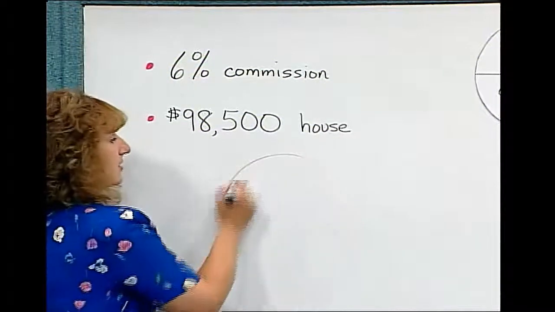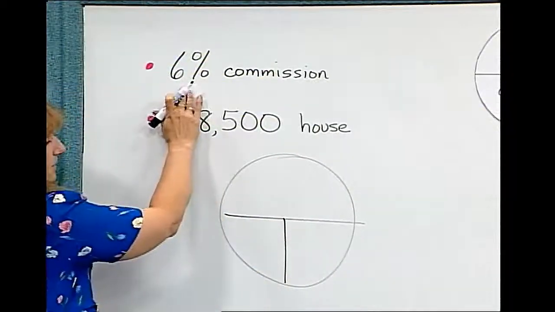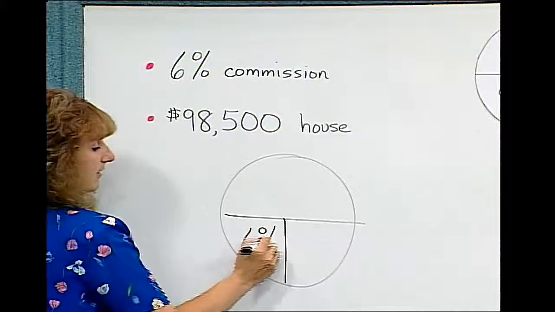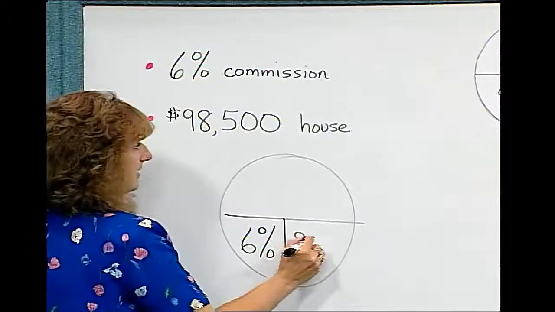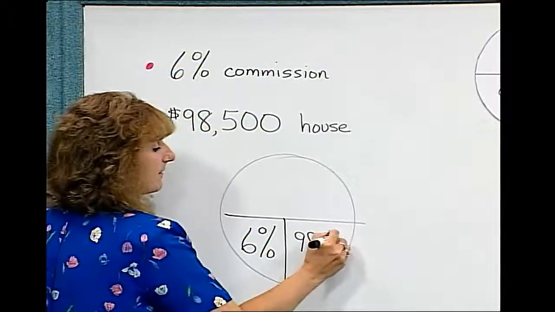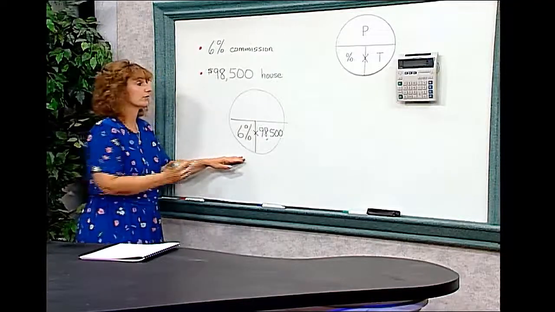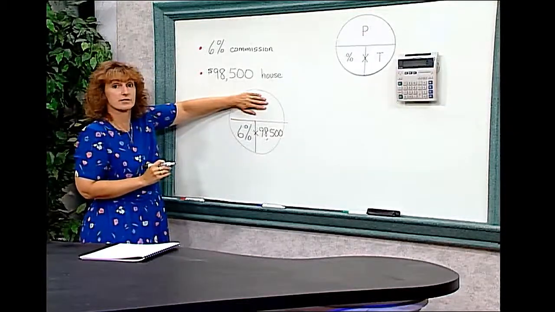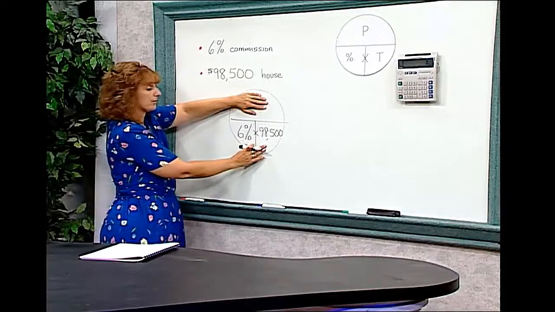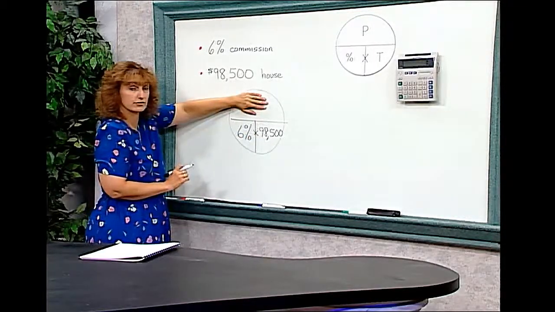Looking at our percent circle, we have 6%. Our house is the total amount, $98,500. As you begin to do many commission problems, you will realize that if you're trying to find commission, commission is always the part. And you can multiply 6% times the $98,500.